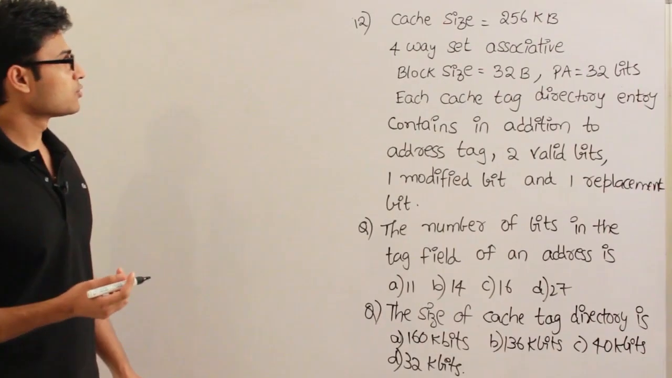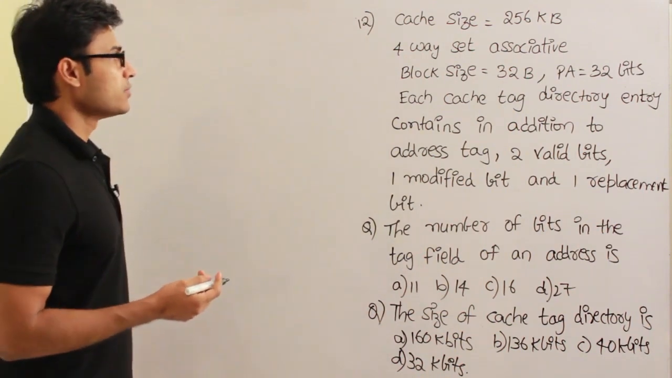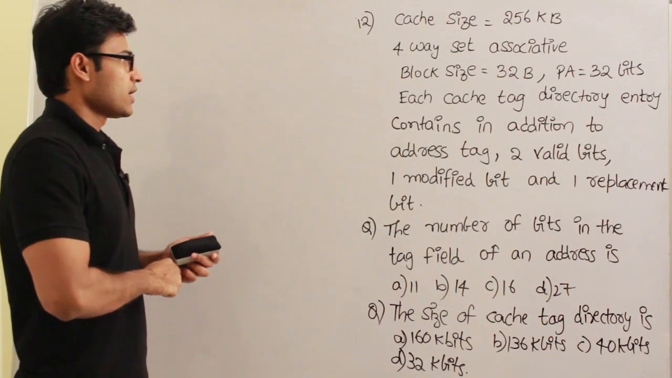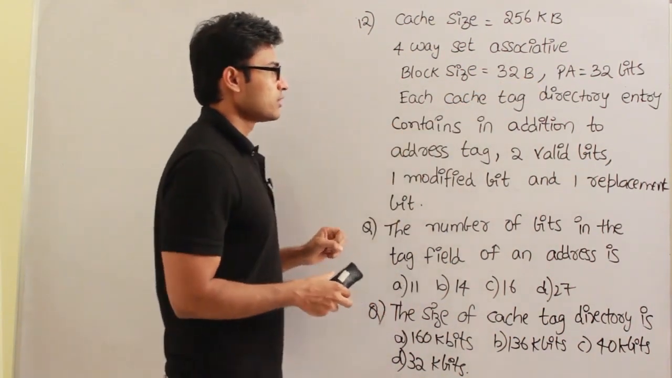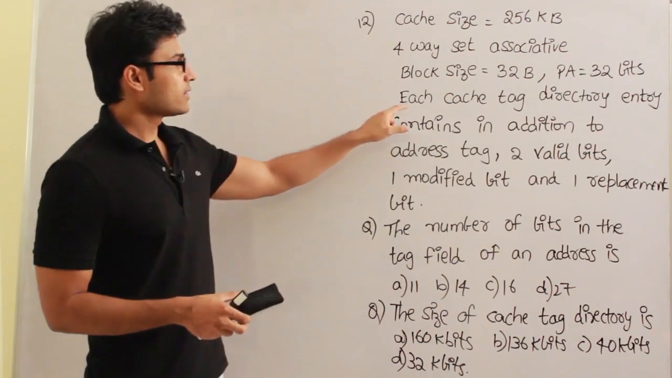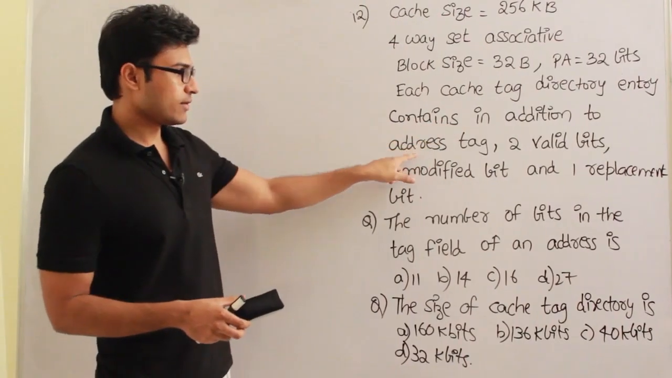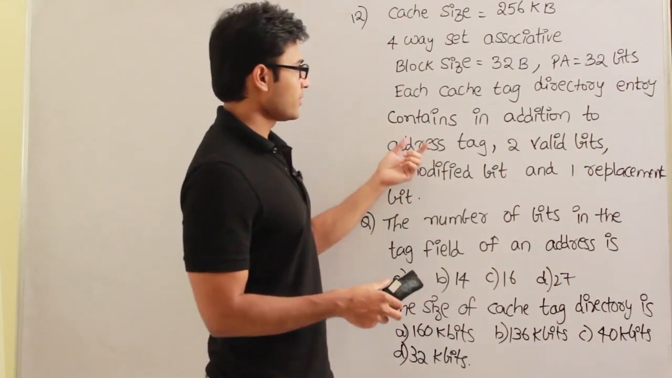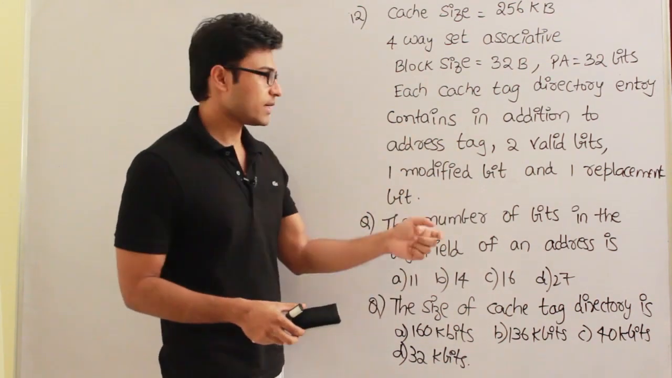This question is given in GATE 2012. They are saying that the cache size is 256 KB, K-way set associative is used, the block size is 32 bytes, and the physical address size is 32 bits. Then each cache tag directory entry contains, in addition to the address tag, which you normally know, meaning the tag bits which we take from the physical address.